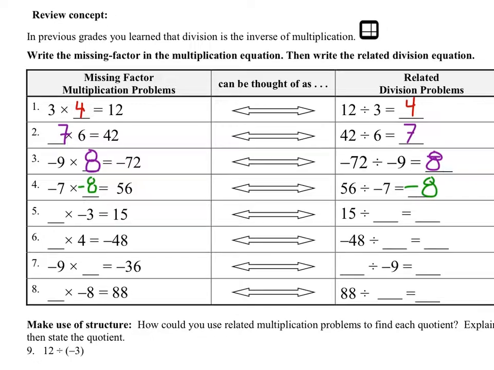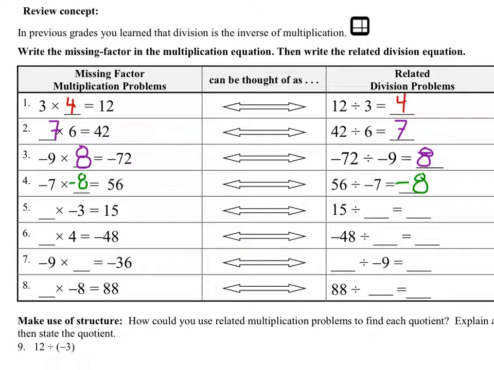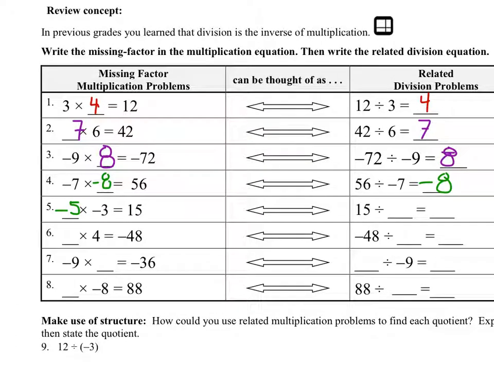So something times negative 3 is 15. What do you guys got? Yes. Negative 5. Bam, negative 5. So this one has 2 blanks, though. 15 divided by what equals what? Now, it should be related to the problem we just did, so that it creates a fact family. Yeah, what do you got?